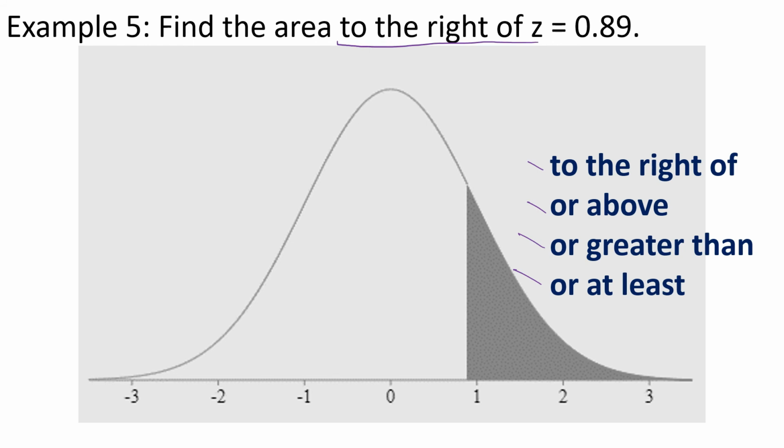The areas above it or the numbers above it are those to its right. And then it can also be termed as find the area greater than z equals 0.89. We know that the numbers greater than it are those to its right. Or it can also be termed as at least: find the area where z is at least 0.89. So that means at least, so it can be greater than 0.89, from 0.89 up to the numbers to its right.